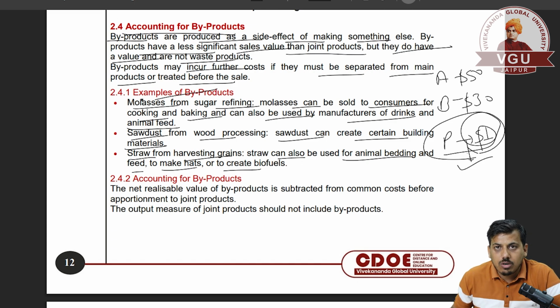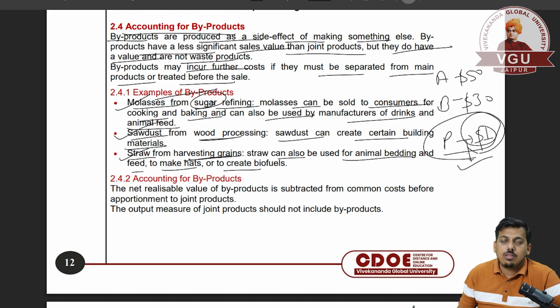These are not the main product. The main product in sugar refining is sugar; molasses is the byproduct. Likewise, in wood processing, sawdust, and in harvesting grains, the straw, are byproducts which are being used in certain areas, and these have lesser sales value.